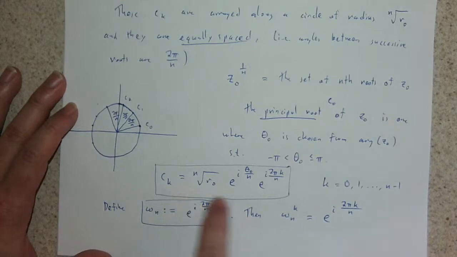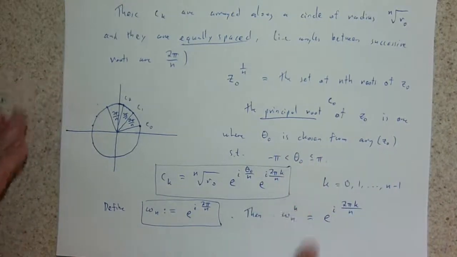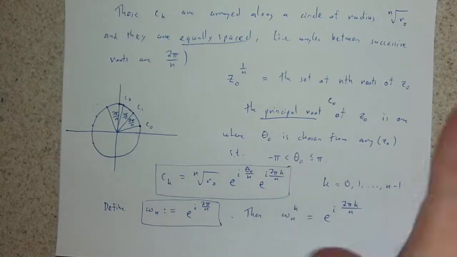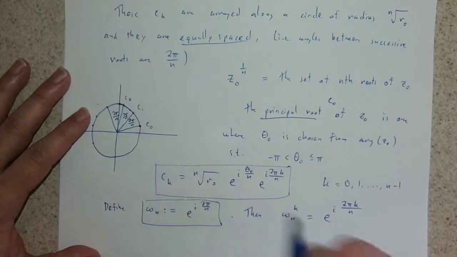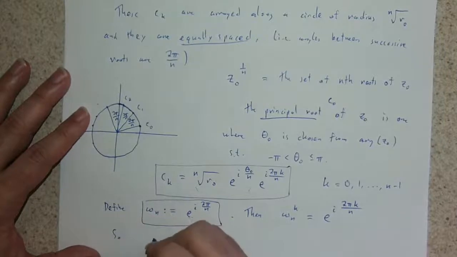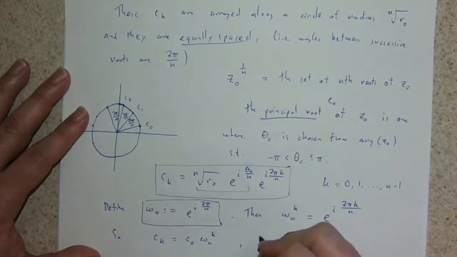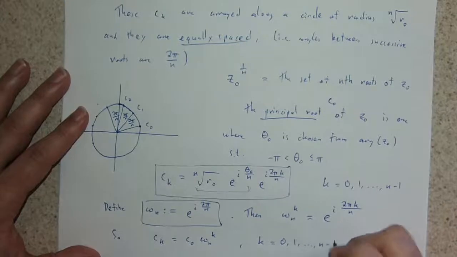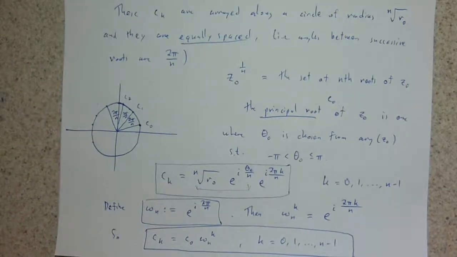I can note that the principal root, if I've chosen theta naught from the argument of z naught such that this theta naught is between minus pi and pi, and I'll just assume that I've always done that, because of course I can always choose such a value, so I'm just going to always pick the nice one here. So let's say that I've done that already. Then this c naught is the principal root, and that actually shows up right there. It's this piece. And so c sub k is c naught times omega sub n to the k, for k equals 0, 1, all the way up to n minus 1. Now this is a really convenient way of characterizing these roots.